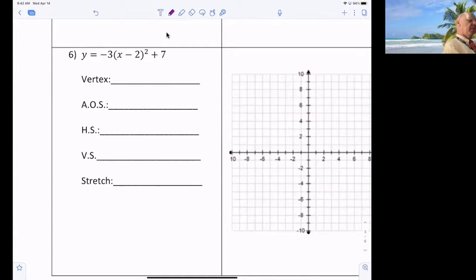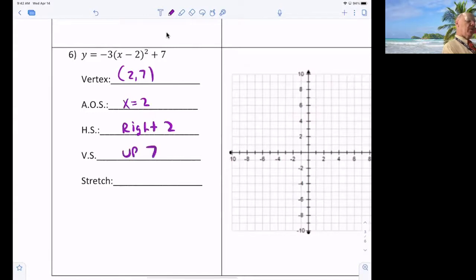Okay, people. Vertex: 2, 7. Axis of symmetry: x equals 2. Horizontal shift: right 2. And vertical shift: 7 up. And then the stretch: -3. And the negative means you are reflecting it. But you can just say you're multiplying by -3.